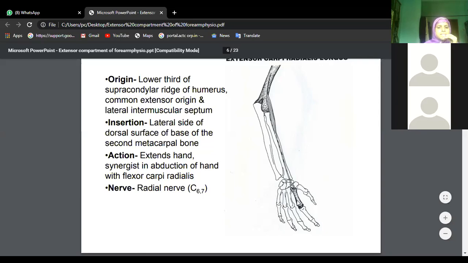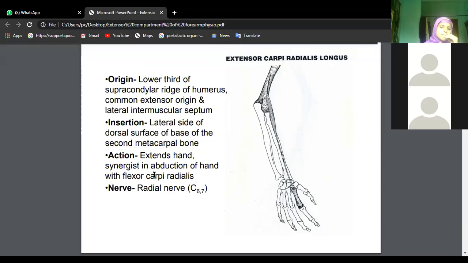Action of this muscle is extending the hand. It is synergistic in abduction, meaning it supports the other muscles in bringing about abduction of the hand, with which muscle here? Flexor carpi radialis. Both of them work together to bring about abduction of the hand. Abduction is when it is moving away from the midline. We know the nerve supply is radial.